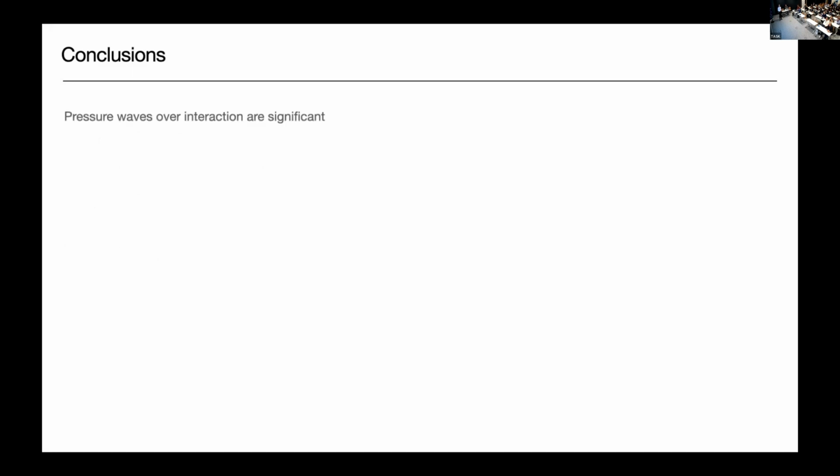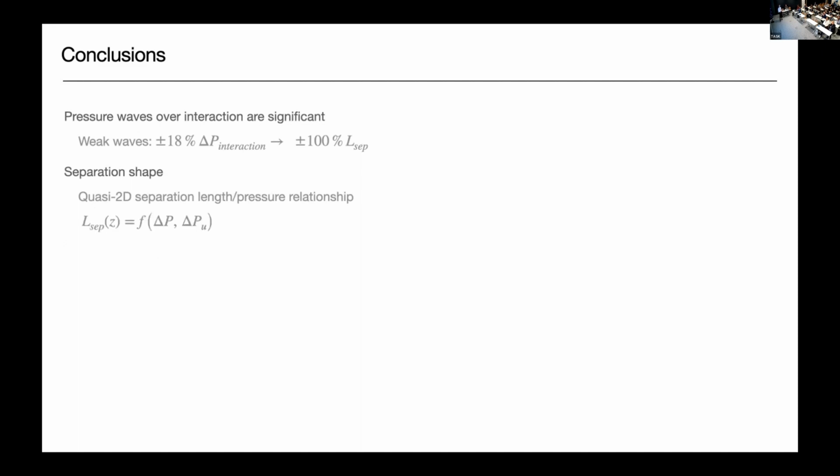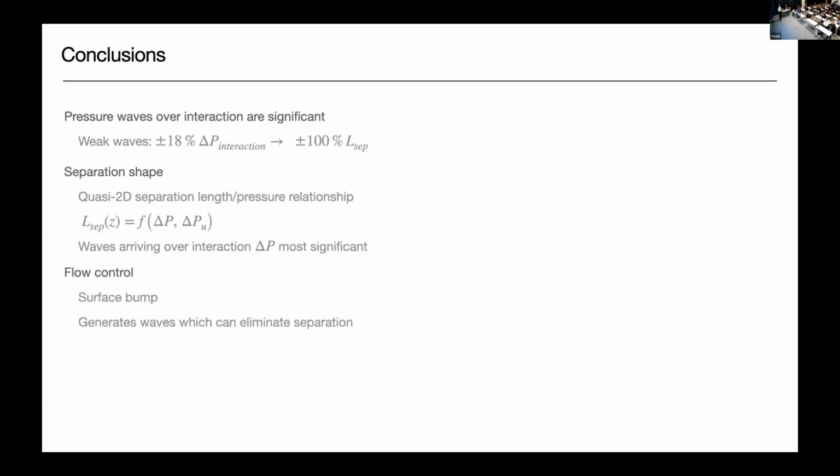So in conclusion, pressure waves arriving over the interaction are significant. Relatively weak waves can cause a very large change in separation length. The separation shape can be understood based on this quasi two-dimensional relationship between separation length and pressure rise, where the most important thing are the waves arriving over the interaction, but there's also some secondary effect of upstream pressure waves. In terms of flow control, we developed a control bump, which was able to generate waves which could eliminate the separation. Thank you very much.